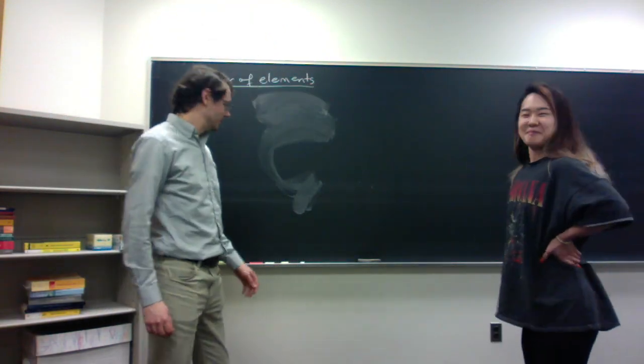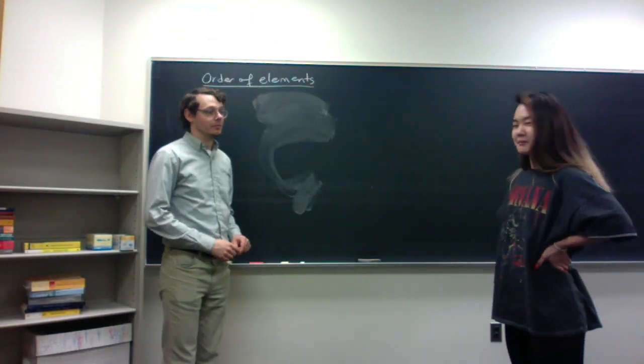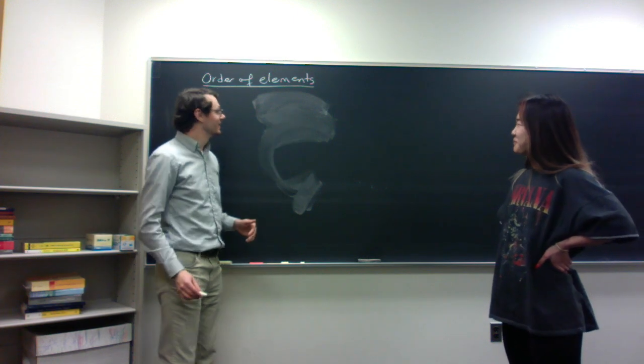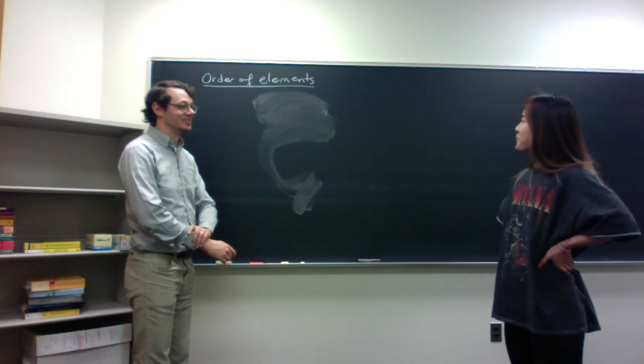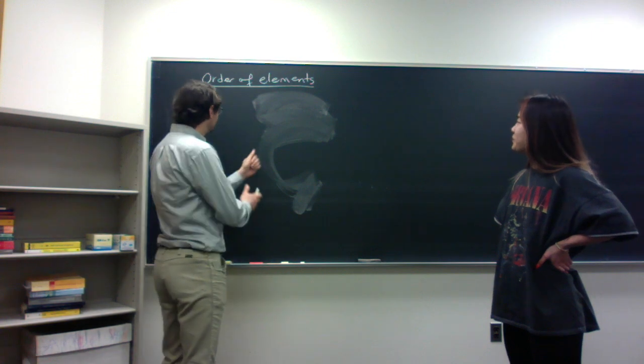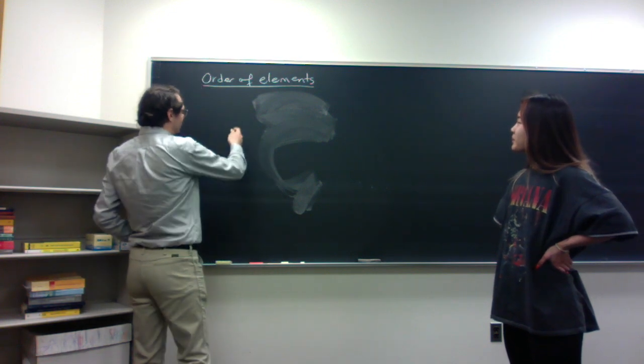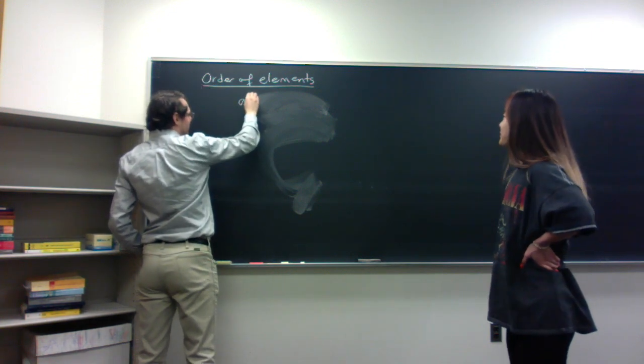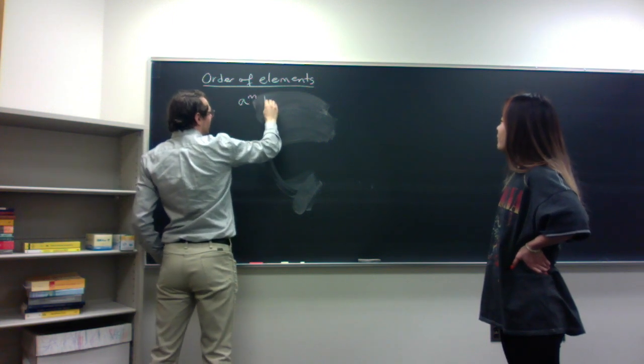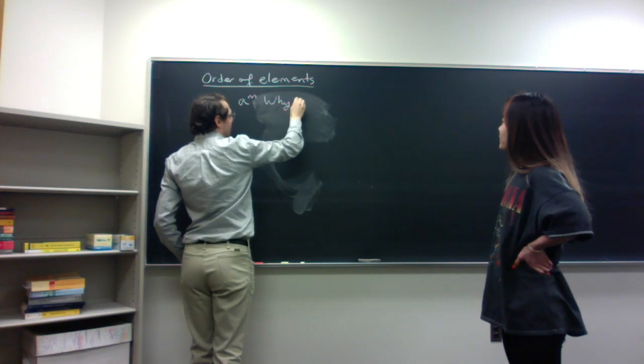Okay, so we're going to talk about one of the questions on the more groups worksheet. We're going to talk about the order of elements. So the first thing it asks us to talk about is that we had this notation a to the m, and we want to know why this is well defined.